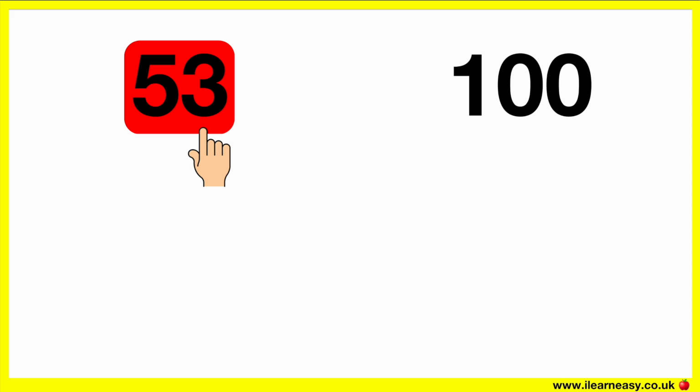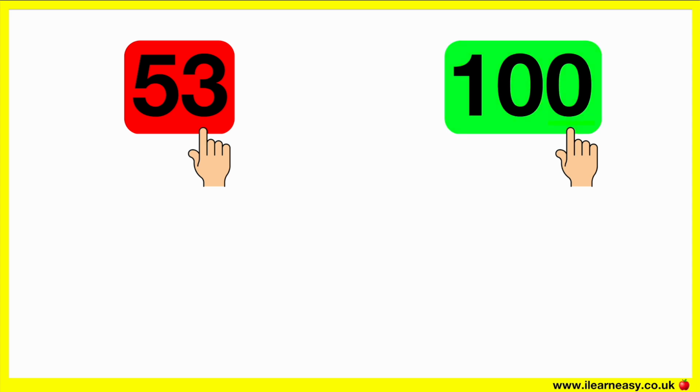Now let's try with some bigger numbers. 53. Is the number 53 an even number or an odd number? The number 53 ends in the number 3. Therefore, it's an odd number. 100. Is the number 100 an even number or an odd number? The number 100 ends in 0. Therefore, it's an even number.